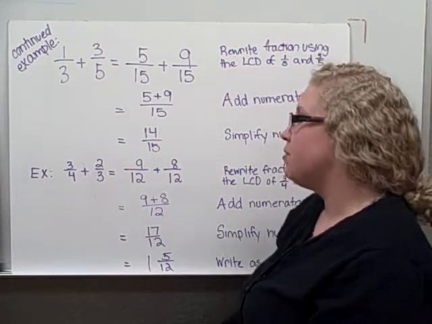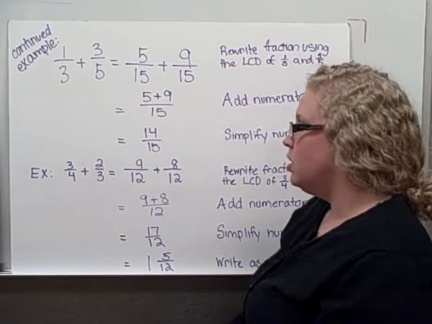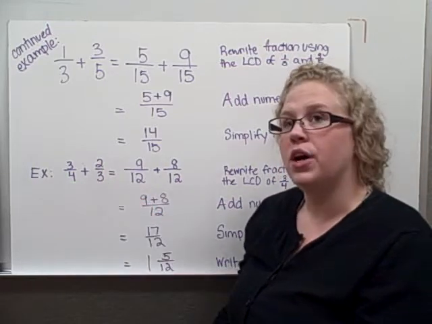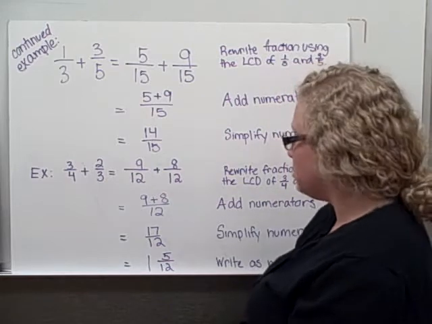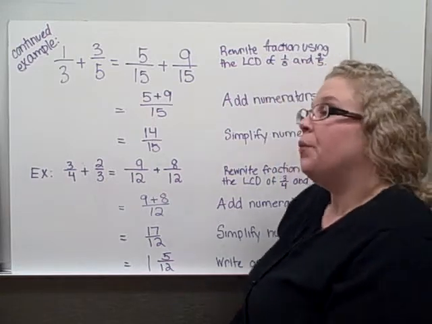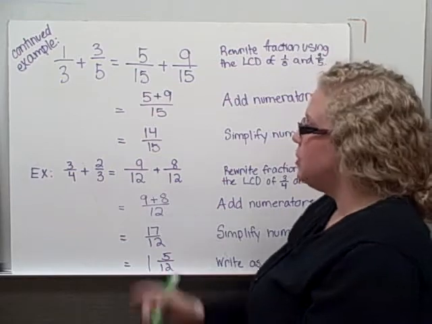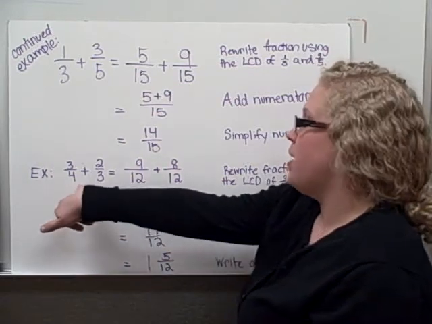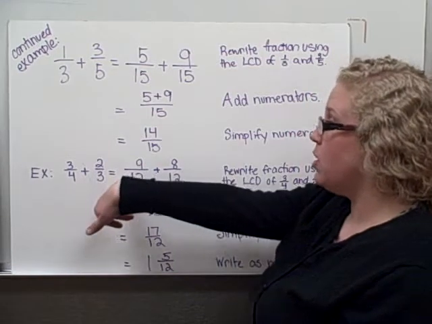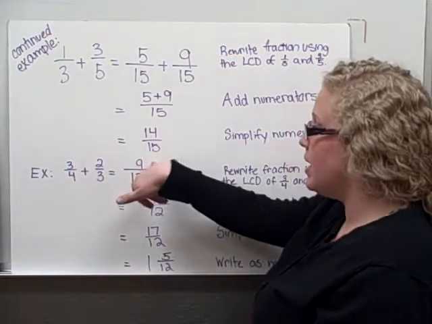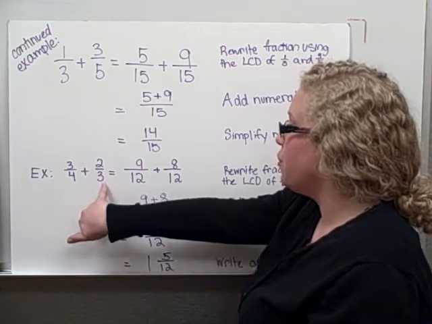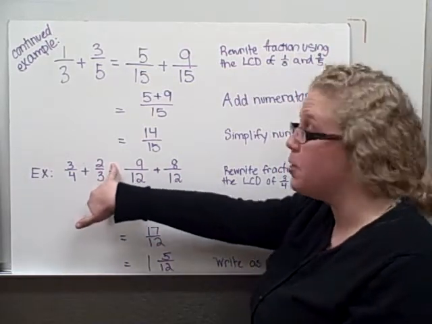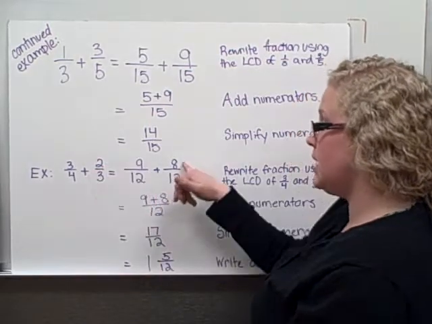In this example, we have 3/4 plus 2/3. So we need to figure out the least common denominator. How we do that is figure out the least common multiple of 4 and 3. When we do that, we figure out that the multiple is 12. If we multiply 4 by 3 to get 12, then the numerator 3 times 3 is going to be 9. And if we multiply 3 by 4 to get 12, we have to multiply the numerator by the same number, 4. So 2 times 4 is 8.